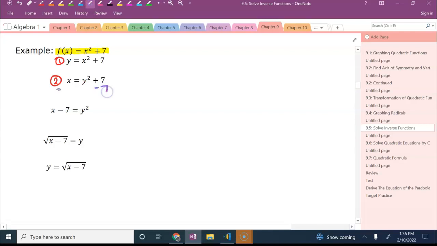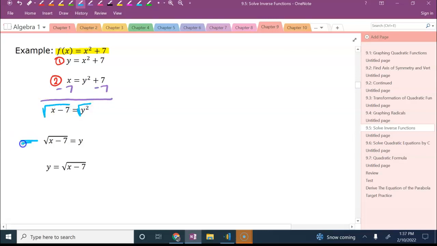We subtract 7 first, and that's how we get this x minus 7 equals y squared. Now if you think back to section 4 when we were graphing radicals, I had talked to you guys about how a quadratic and a square root are related to each other, because a square root function is just taking the root of that quadratic. So to get rid of something squared, you need to square root both sides. So because I have y squared here, I'm going to square root that and the x minus 7.